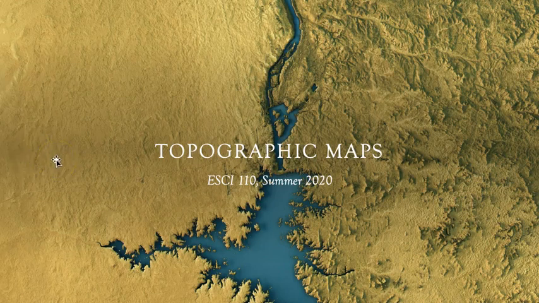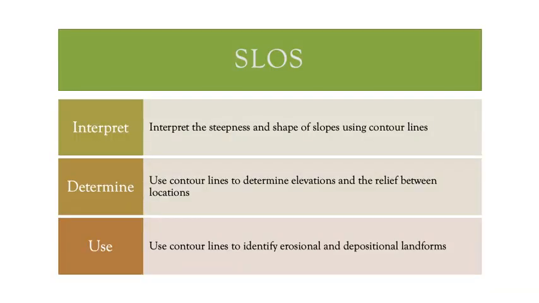Hello, this is a quick lesson about topographic maps. Learning objectives include: interpret the steepness and shape of slopes using contour lines, use contour lines to determine elevations and the relief between locations, and use contour lines to identify erosional and depositional landforms.